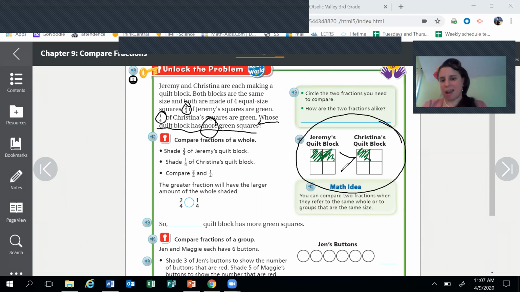So we know Jeremy has more, but we have to also compare the fractions. We can't compare pictures, unfortunately. So when we have 2/4 and 1/4, which one is greater? Yeah, the 2/4. So we're going to put our symbol in there as well. So blank quilt block has more green squares. Is it Jeremy or Christina? Yeah, it's Jeremy. I'm just going to put a J here.